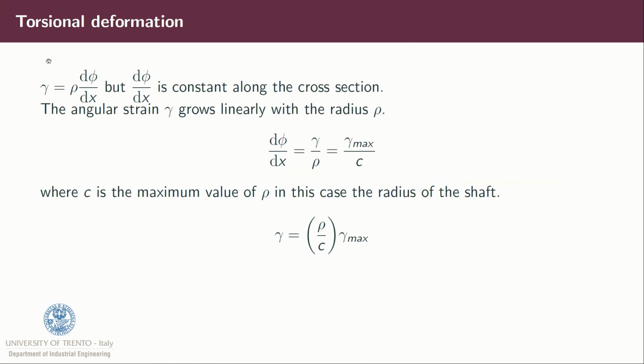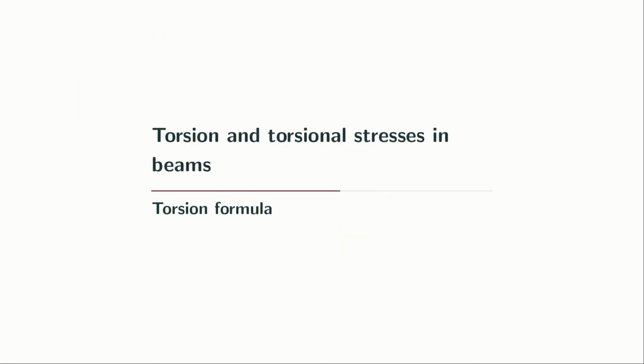We can now express gamma as a function of rho and d phi over dx. But d phi over dx is constant along the cross-section, and the angular strain gamma grows linearly with the radius rho. So we have that d phi over dx is equal to gamma over rho, and it is equal to gamma max over c, where c is the maximum value of rho, and in this case is actually the radius of the shaft. So at the end we will have that gamma is equal to rho over c times gamma max.